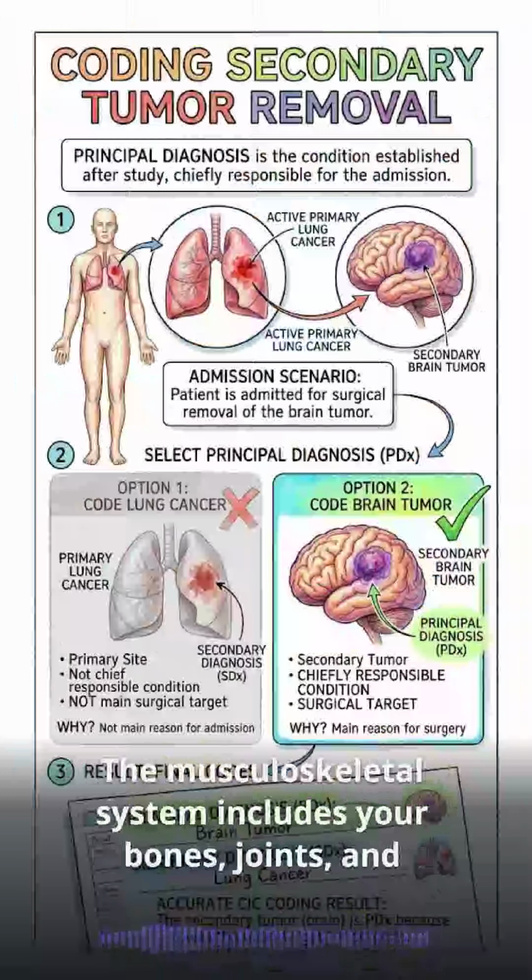Stage 1 is just red skin, but stage 4 means the bone or muscle is showing. If a patient comes in with an ulcer that gets worse, you code the highest stage.